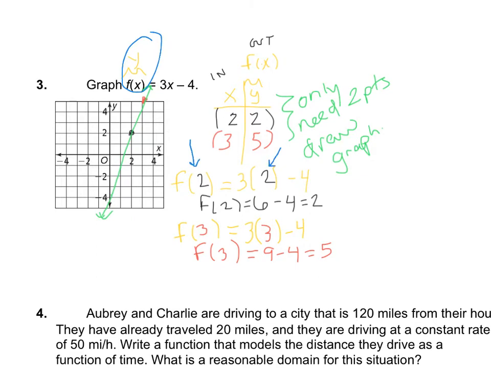So in the x spot in the equation, I plugged in 2, and I got 6 minus 4 was 2. So in went 2, out came 2. That was my first ordered pair, (2, 2). I did that dot.